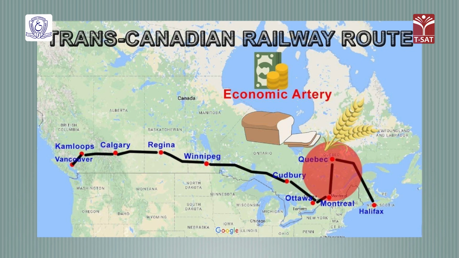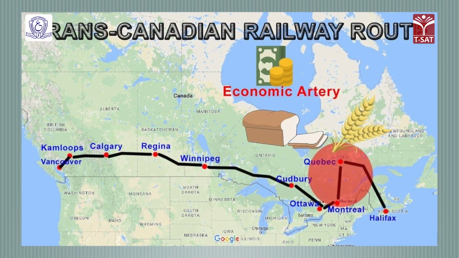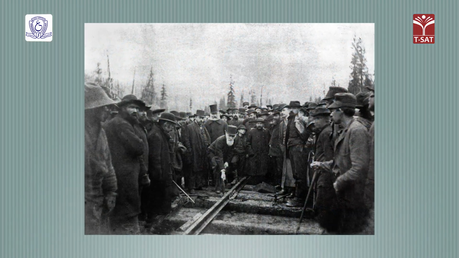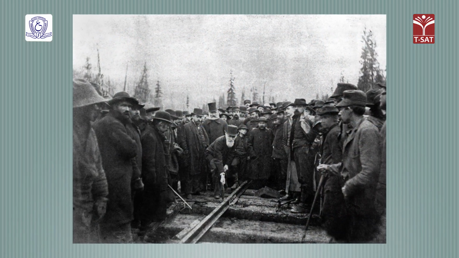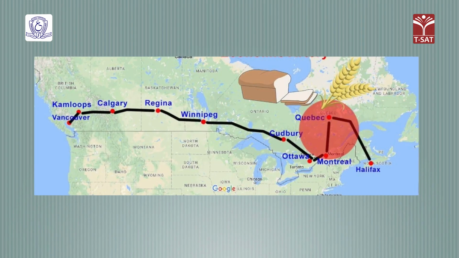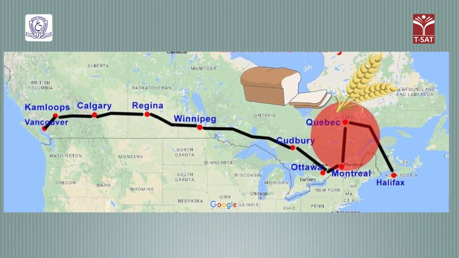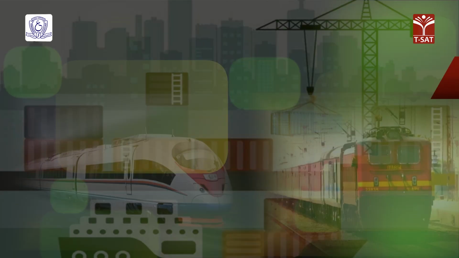Trans-Canadian Railways. There are two continental railway lines in Canada. The Trans-Canadian Railways, which run from Halifax in the east to Vancouver on the Pacific coast, passing through Montreal, Ottawa and Calgary. It was constructed in 1886 and connects the Quebec-Montreal industrial region and the wheat belt of the prairie region to the coniferous forest region in the north. This railway line is the economic artery of Canada through which wheat and meat are exported.